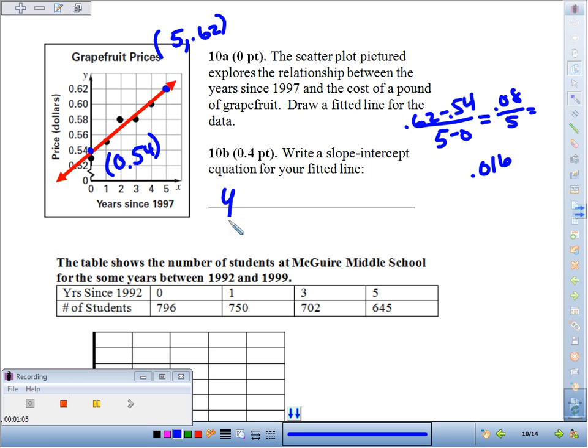So my equation would be y equals 0.016x. That's my slope. Look for your y-intercept. The graph hits the y-axis at about 0.54, so I'll add 0.54.